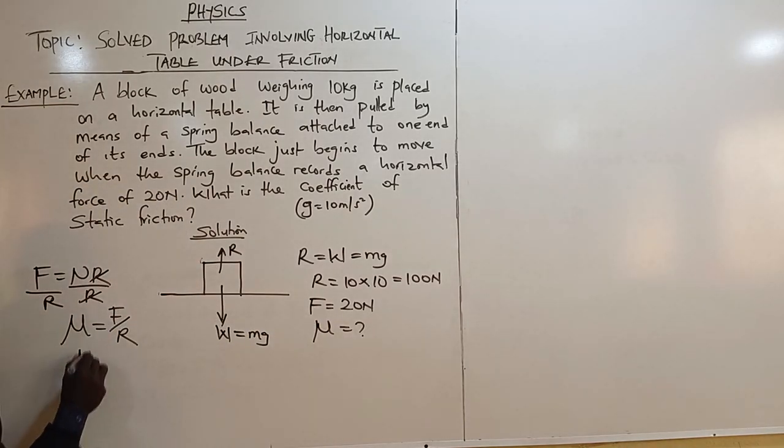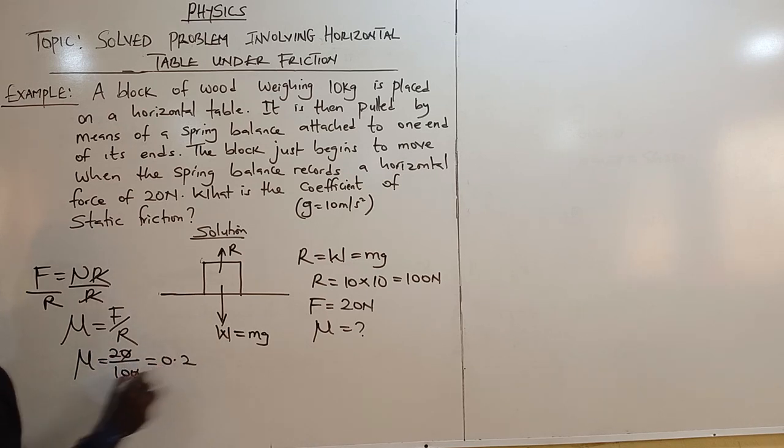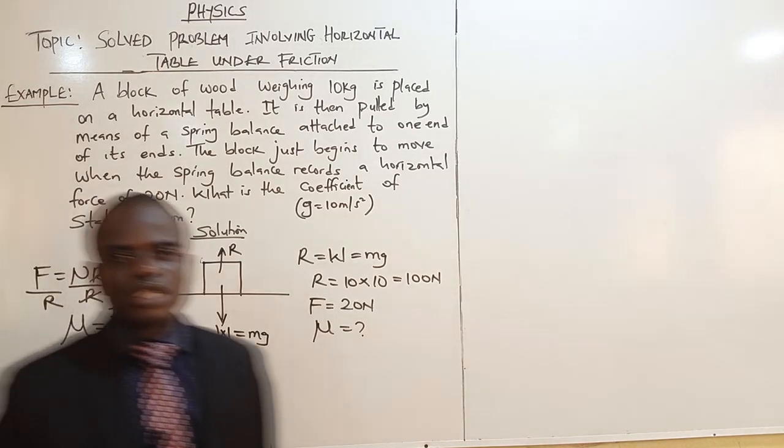Now you have the coefficient of static friction, which is our force 20 divided by normal reaction 100. 0 cancels 0, giving 0.2. Coefficient of static friction does not have a unit because Newton cancels Newton. Is that okay? This is the end of our class.